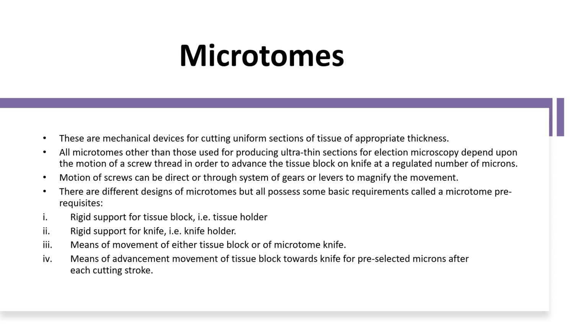There are different designs of the microtome, but all possess the same basic requirements, called microtome prerequisites. Following are the prerequisites for the common microtome. The first is a rigid support for the tissue block, known as the tissue holder, and a rigid support for the knife, known as the knife holder. There must be a means of movement of either the tissue block or the microtome knife, and a means of advancement movement of the tissue block toward the knife for a pre-selected micron after each cutting stroke.